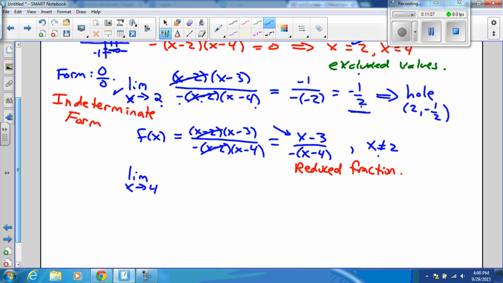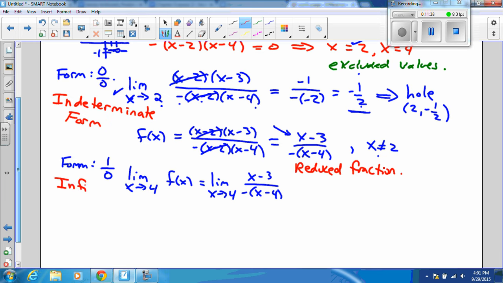All right, so let's take the limit as x goes to 4 and see what happens. When I take the limit as x goes to 4 of f of x, which is the limit as x goes to 4 of the reduced fraction for f of x, then when I check the form, I can see that my form is now no longer 0 over 0, but instead I get a form of 1 over 0. And that form of 1 over 0, as we discussed in class, is an infinite form.